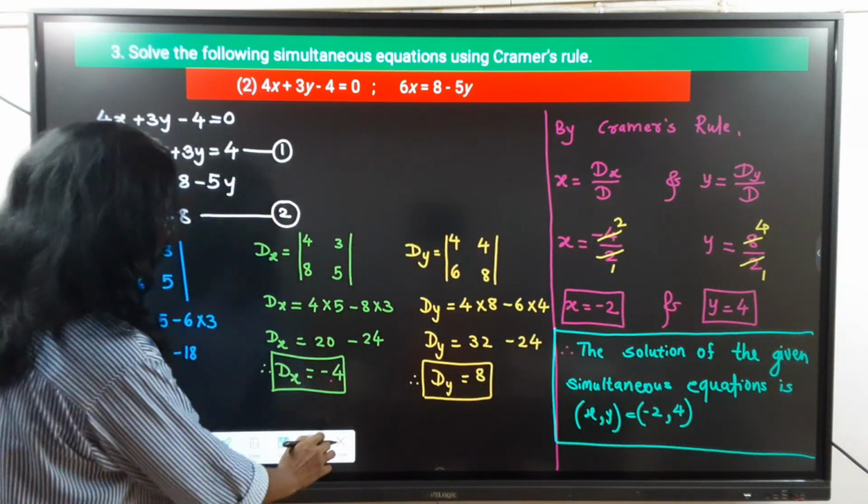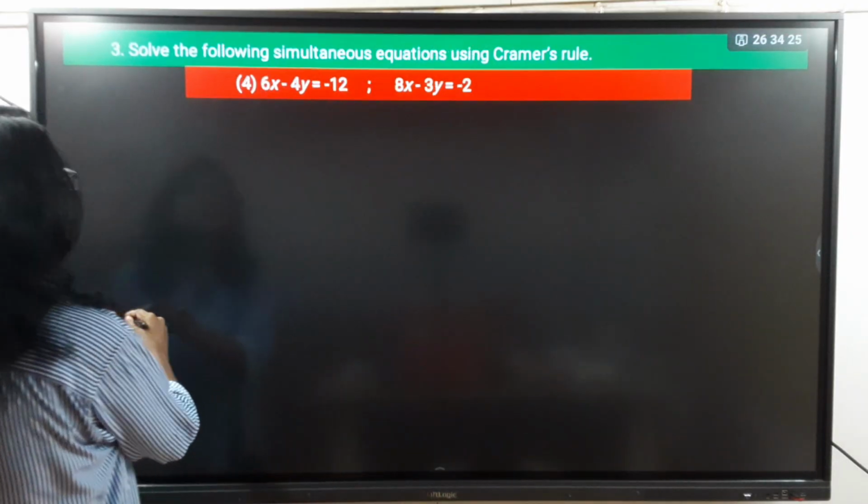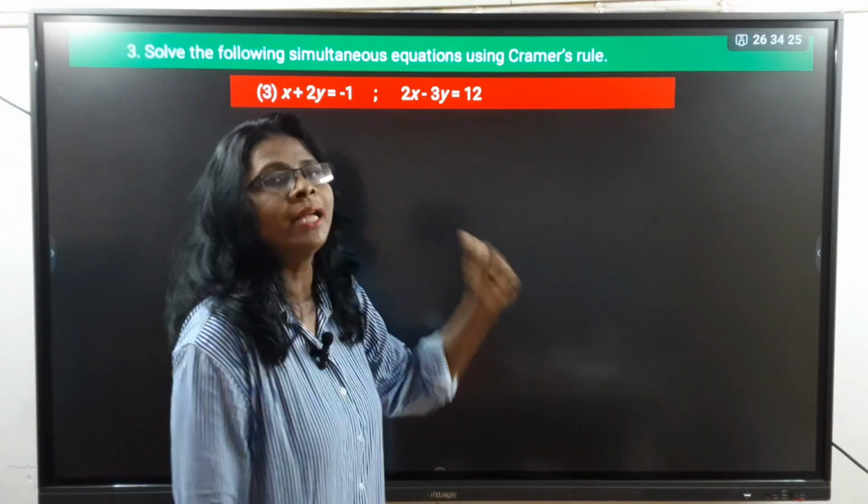Then further, students, next example. The next example is x plus 2y is equal to minus 1 and 2x minus 3y is equal to 12.